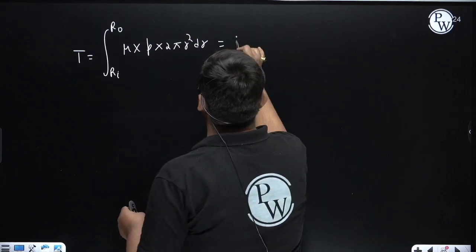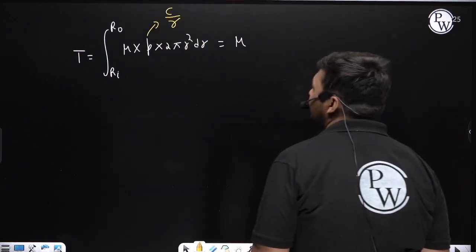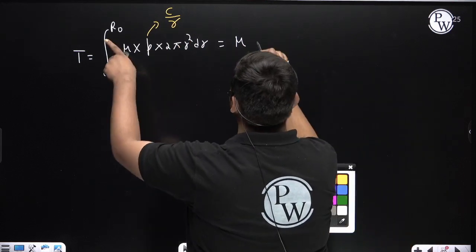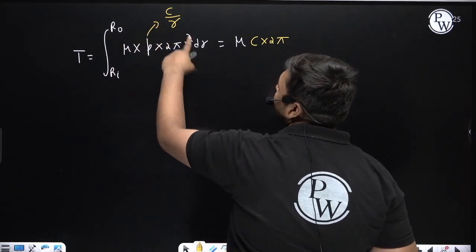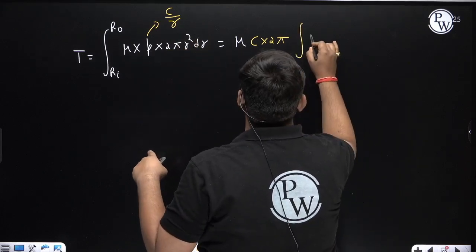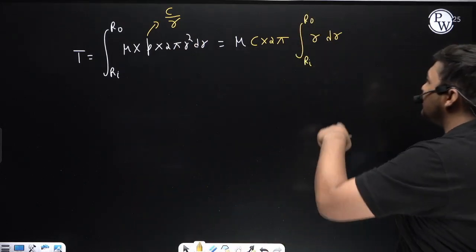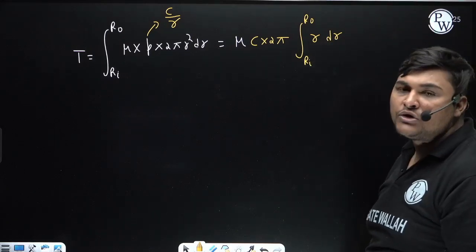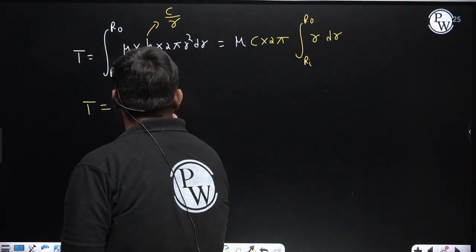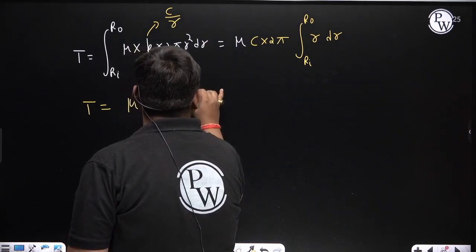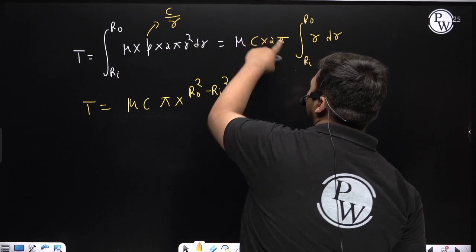Again, mu is constant, so we can bring mu outside the integration. I am directly replacing P by C by R, because the formula of P is C by R. In this expression, C is constant, so we can bring C outside the integration. 2 pi is constant, so we can bring 2 pi outside too. Now the remaining term will be 1 by R into R square, which will be R. So inside the integration R will remain, so it will be R dr from Ri to R naught. Now this is mathematics. Integration of R will be R square by 2. By putting the limits, it will come R naught square minus Ri square divided by 2, and this 2 and this 2 will get cancelled. So ultimately the expression of torque will be mu C into pi into (R naught square minus Ri square).